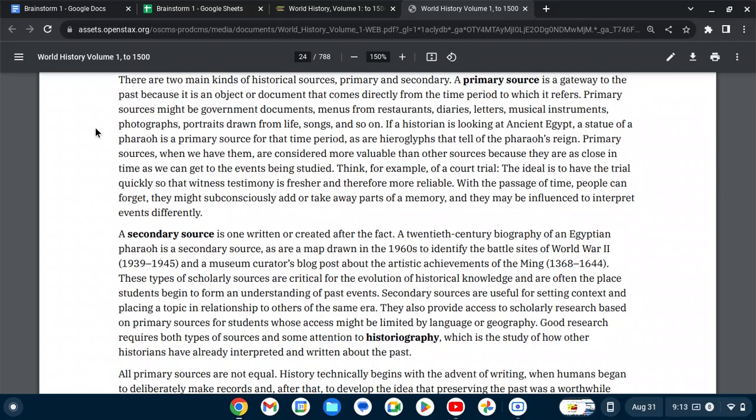Primary sources, when we have them, are considered more valuable than other sources because they are as close in time as we can get to the events being studied. Think, for example, of a court trial. The ideal is to have the trial quickly so that witness testimony is fresher and therefore more reliable. With the passage of time, people can forget, they might subconsciously add or take away parts of a memory, and they might be influenced to interpret events differently.